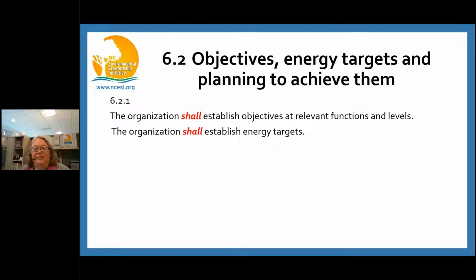All right. So moving on, you have objectives, energy targets, and planning. So basically, this is saying that the organization shall establish objectives at relevant functions and levels, and the organization shall establish energy targets. So this is your goals. These are your energy goals, and your objectives can include improvements to the energy management itself, or they can be specific performance goals to improve your energy efficiency or reduce your energy usage.